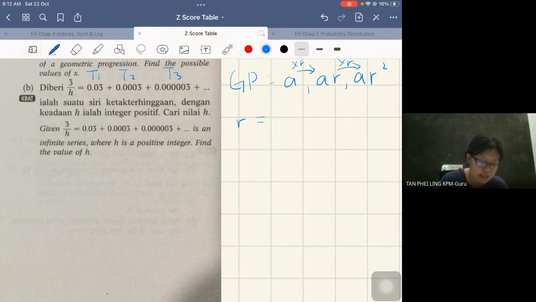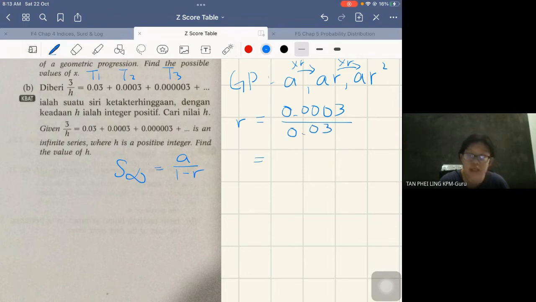Okay, so in this case, I can find out my R first. Because again, the sum to the infinity, the formula is A over 1 minus R. So I have my A now. I just need to find out what's my R. From this case, I can take my 0.0003 divided by 0.03, right? In this case, you will get 0.01. Am I right? So now you have it already. So put it into the formula.